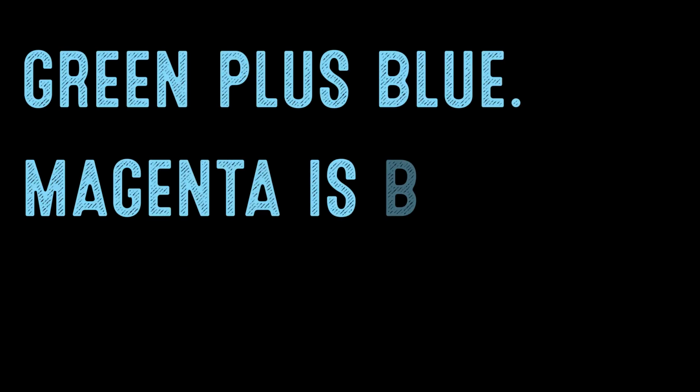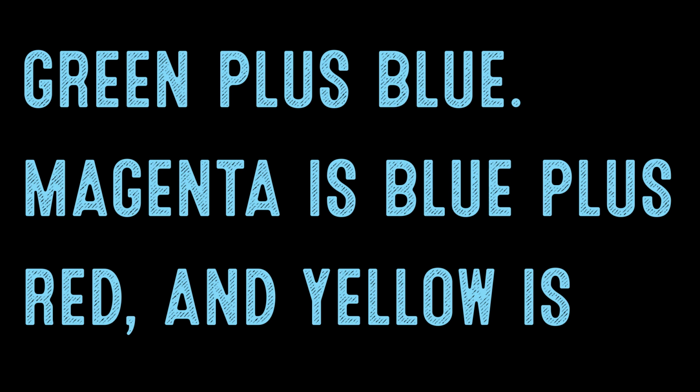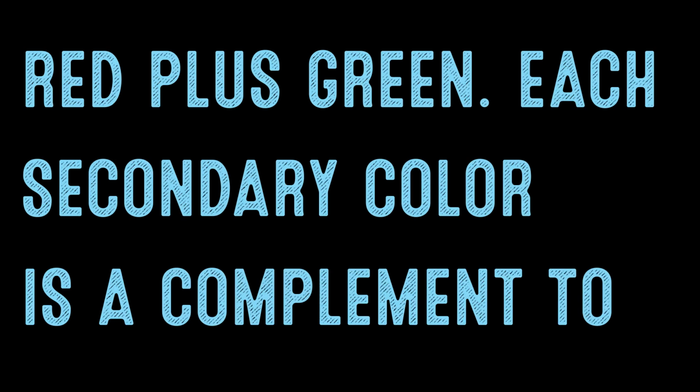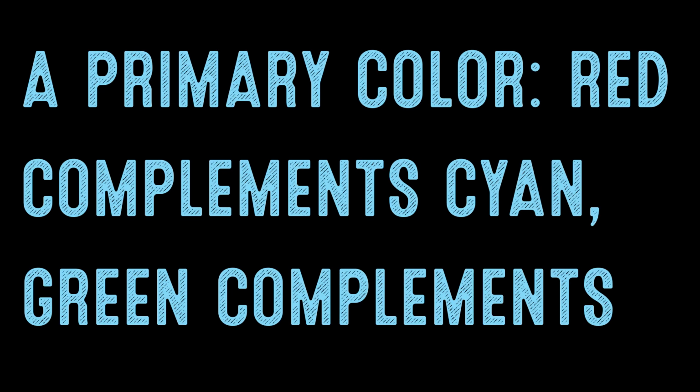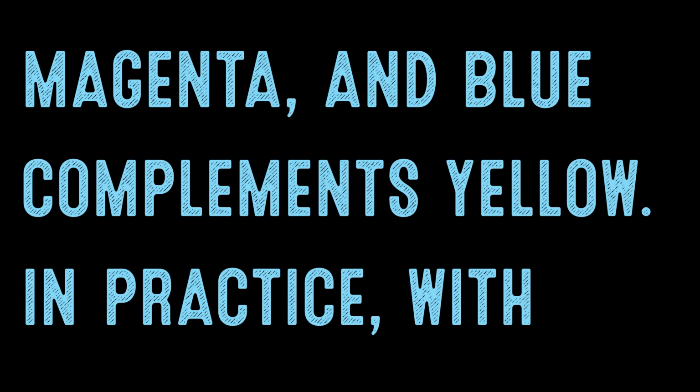Cyan is green plus blue, magenta is blue plus red, and yellow is red plus green. Each secondary color is a complement to a primary color. Red complements cyan, green complements magenta, and blue complements yellow.